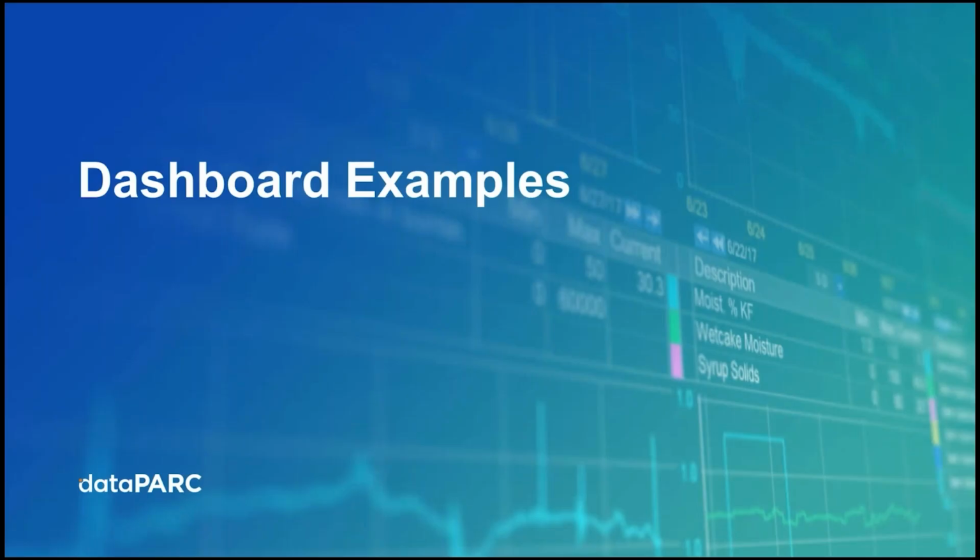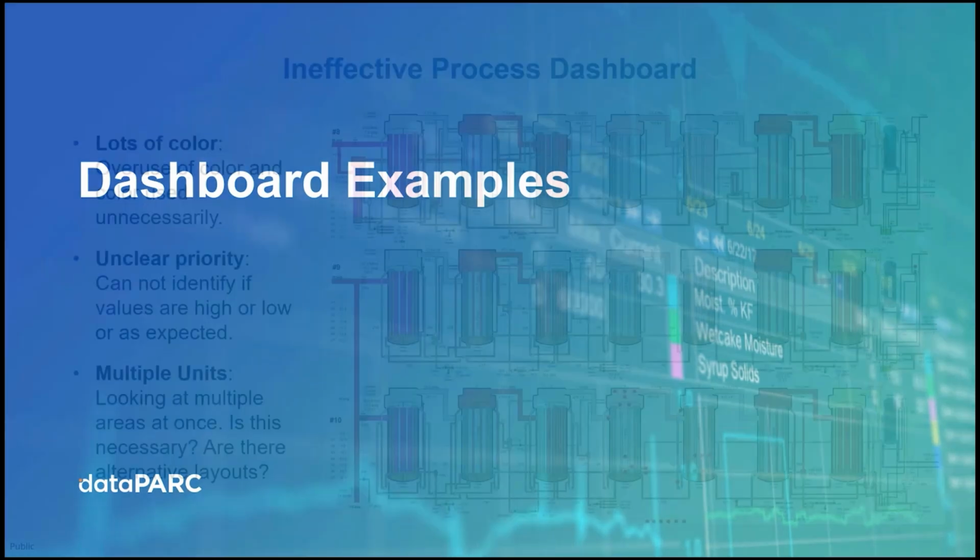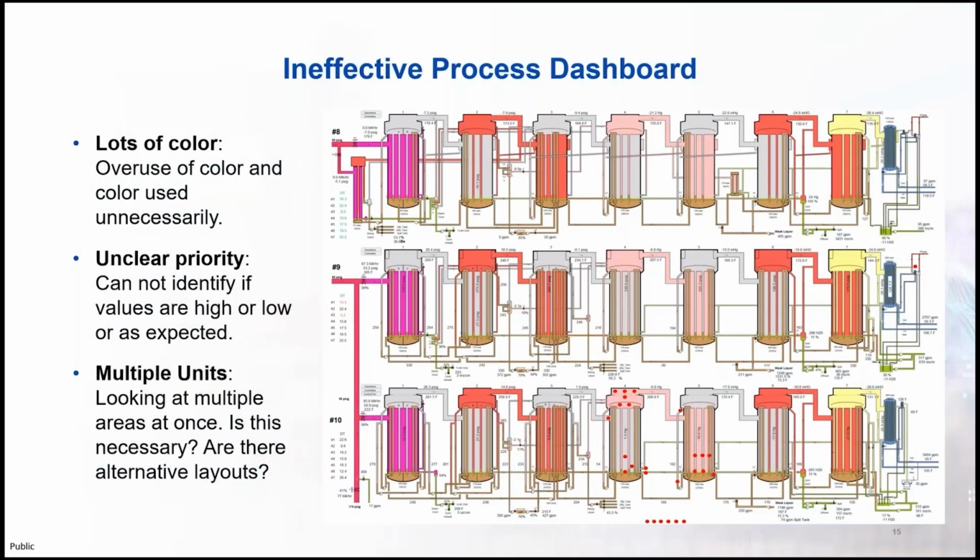So let's take a look at some dashboard examples. And first, we're going to look at ineffective process dashboards. So this is an ineffective process dashboard. There's a lot going on this display. It's showing me multiple process areas at the same time. It's showing me multiple EVAPs.